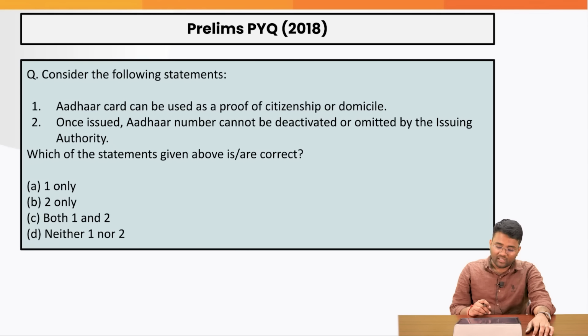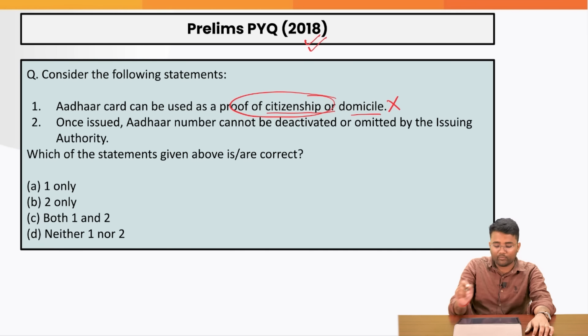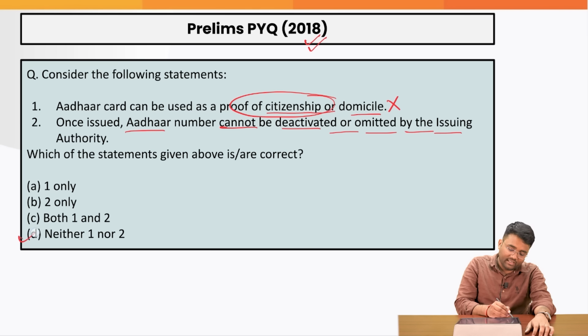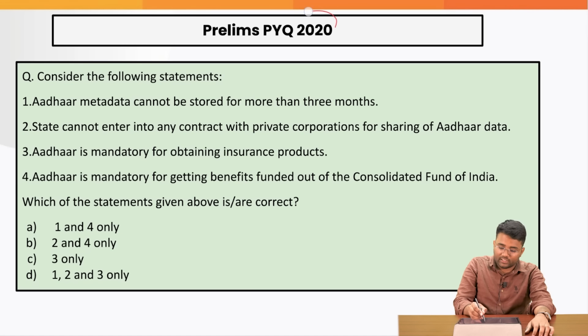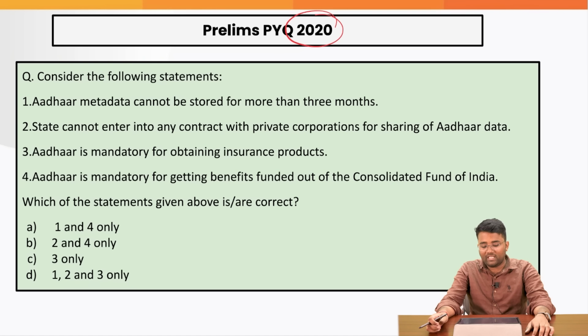And this was one of the questions that was asked in 2018, that Aadhaar can be used as a proof of citizenship or domicile. That was incorrect. It cannot be used as a proof of citizenship. And once issued, Aadhaar number cannot be deactivated or omitted by the issuing authority. That was also incorrect. The correct answer was D, neither 1 nor 2. Another question that was asked in 2020. You people tell me the answer of this particular question in the comment box.